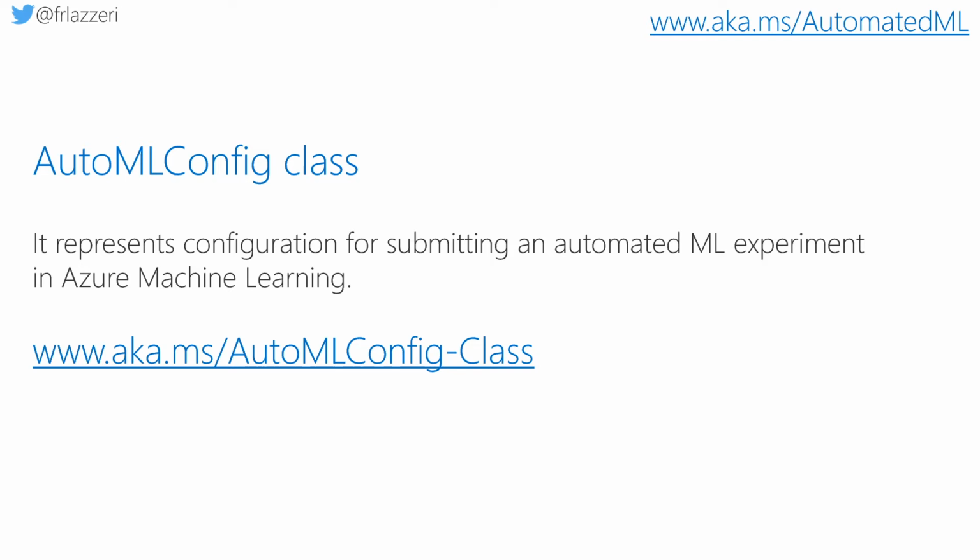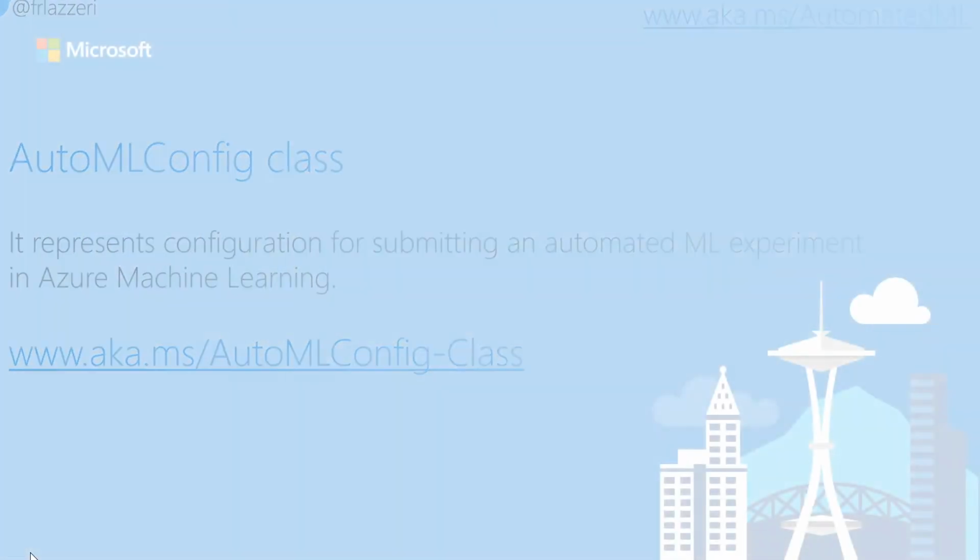So in order to understand better how you can create this and how you can define all the settings for this file, you can look at aka.ms/automlconfig-class. Again, this is another very important document that I suggest you check out in order to understand better how you can leverage automated machine learning within Azure Machine Learning.